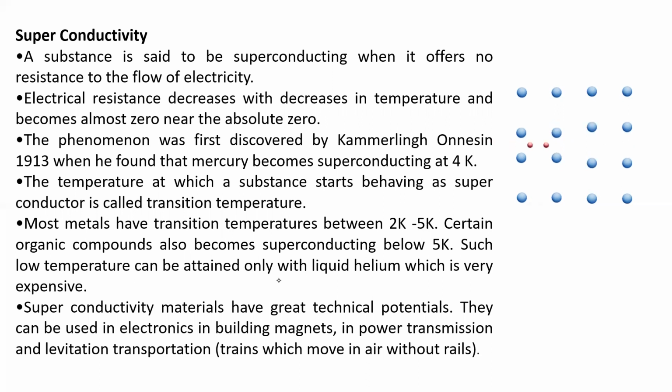Certain organic compounds also become superconducting below 5 kelvins. Such low temperatures can be attained only with liquid helium, which is very expensive. That's why these superconducting materials have great technical potential. They can be used in electronics, in building magnets, in power transmission, and in transportation, that is trains which move in air without rails. So this is called superconductivity. I hope it is clear.